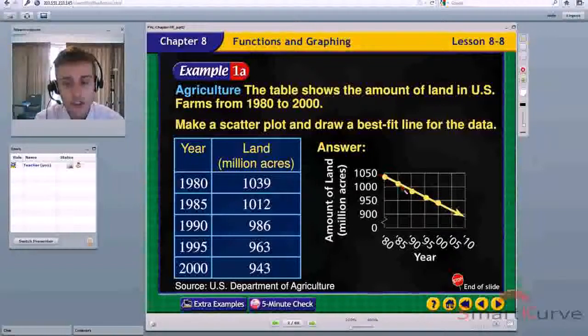We then draw a straight line through the points for the best fit line. So this line demonstrates that we would expect in 2005 for there to be around 920 million acres.